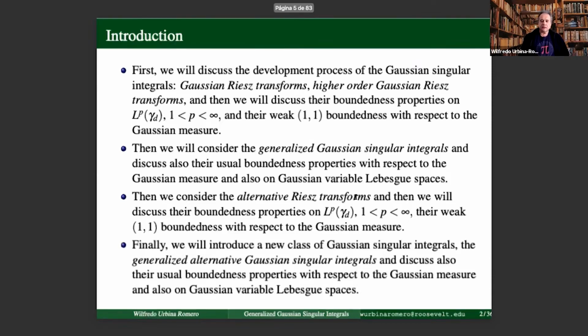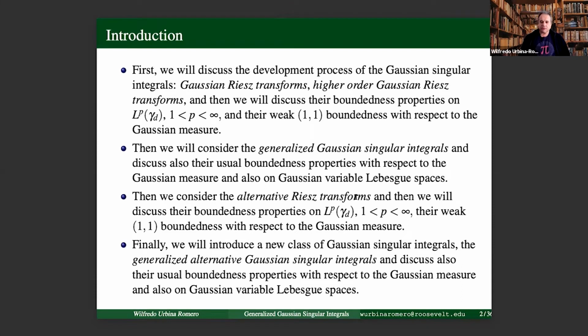And finally, we will introduce a new class of Gaussian singular integrals that we call the generalized alternative Gaussian Riesz singular integrals, and then discuss the property. In particular, the generalized Gaussian singular integral is a large class that contains, as we are going to see, the Gaussian Riesz transform and the higher order Gaussian Riesz transform. And the generalized alternative Gaussian singular integral, as you will see, is not really a surprise. It will contain everything that is on the side of the alternative Riesz transform, higher order Riesz transform.